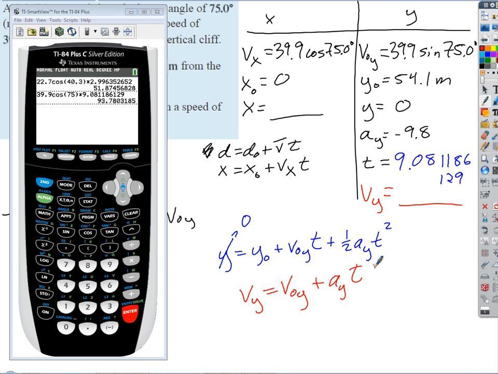Wait, what equation is that? That's the third one, equals V naught second one. Okay. So 39.9 sine 75 plus negative 9.8 times that number, which I should have typed out. Okay, so we get a velocity of negative 50.45, blah, blah, blah, right?